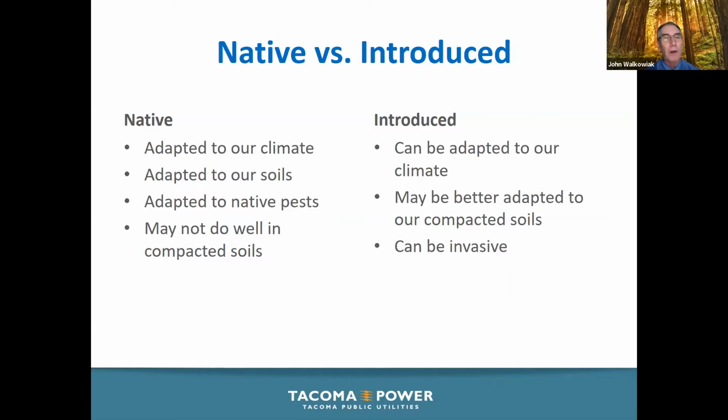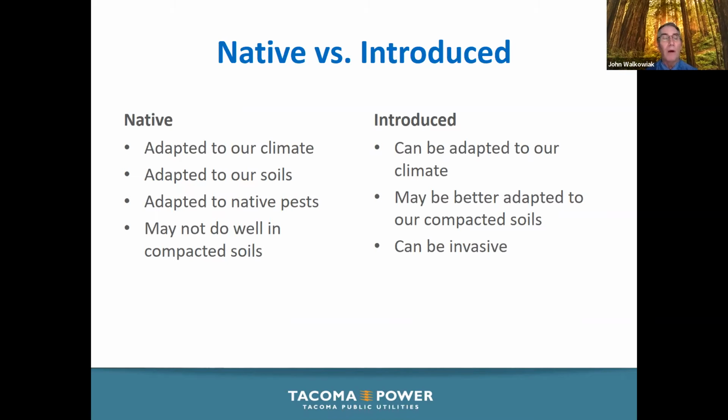So in an area where it's been little disturbed, sometimes a native tree will do really, really well, but it may not do very well in your yard, mainly because the soils may have been compacted or altered. It may be not adapted to some pest problems that we have. So you may have to look at the opportunities that introduced species have. They can be adapted to our climate. They may be better adapted to compacted soils.